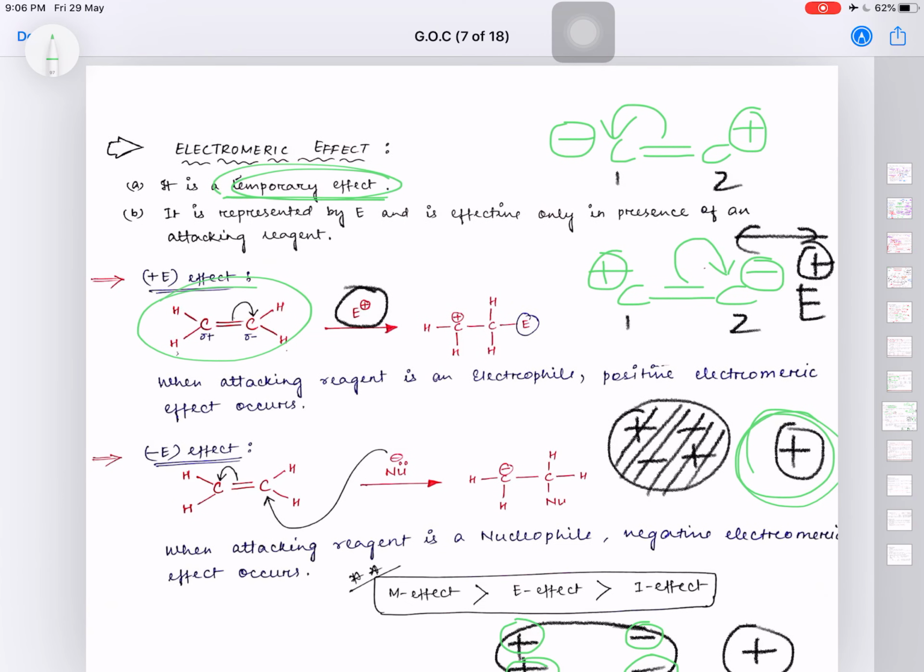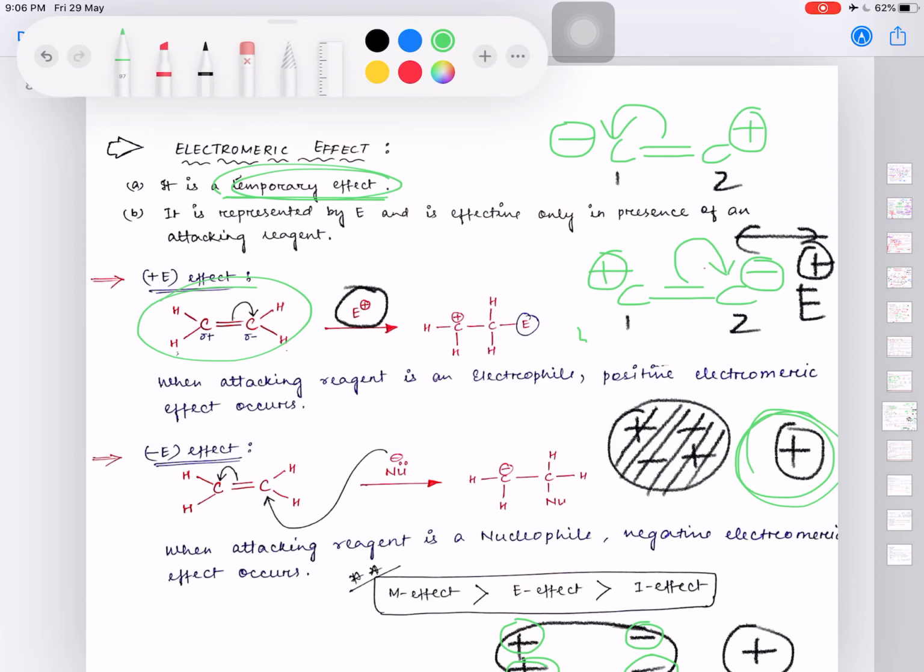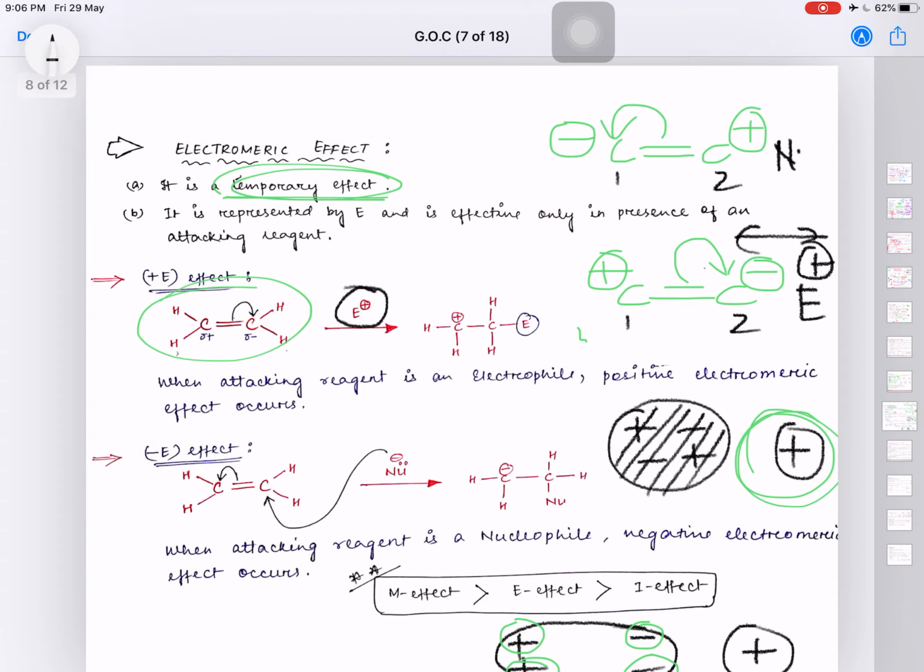So the same thing happens in alkenes also. Similarly, if you bring an electrophile near the second carbon, the electrons will move towards the second carbon. Now if you bring a nucleophile near the second carbon, the electrons will move towards the first carbon, away from the second carbon. Why? Because a nucleophile is an electron rich species with excess electrons. So if it is near the second carbon, the pi electrons will go away from the second carbon, because we know that like charges repel and unlike charges attract. The same thing happens here.